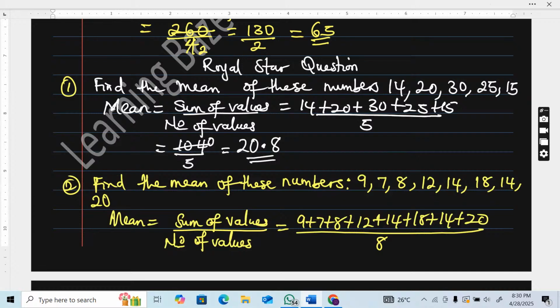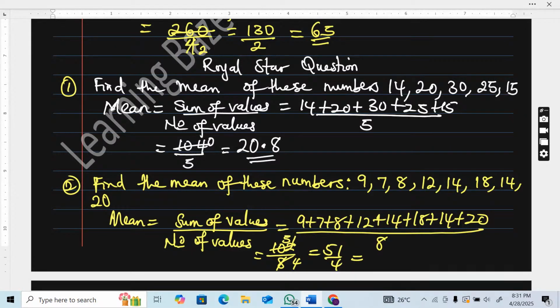So 9 plus 7 is 16. 16 plus 8 is 24. 24 plus 12 is 36. And 36 plus 14 is 50. 50 plus 20 is 70. 70 plus 32, because 18 plus 14 is 32. So 70 plus 32 will give us 102 divided by 8. So 2 can divide, okay? 2 goes into 8, that's 4. 2 goes into 102, that is 51. So we have 51 over 4.